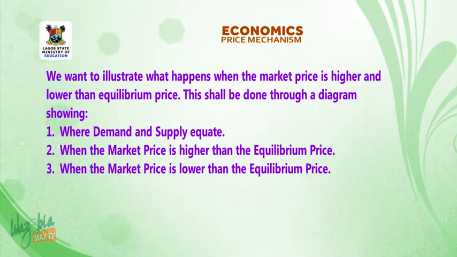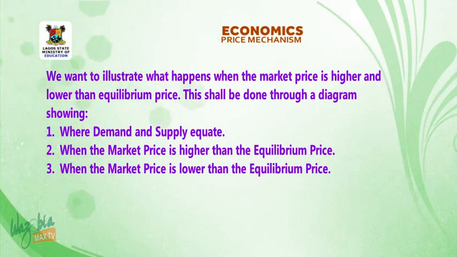This shall be done through a diagram showing where demand and supply equate. 1, equilibrium. 2, when the market price is higher than equilibrium price. 3, when the market price is lower than equilibrium price.